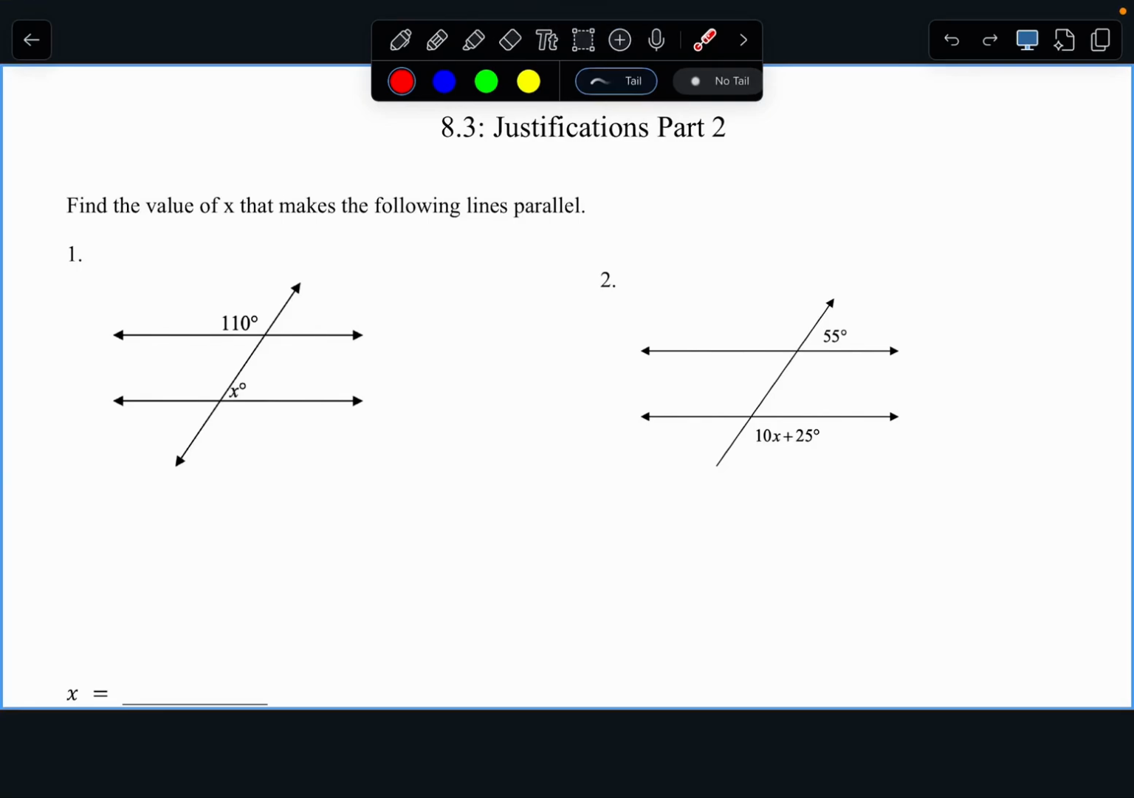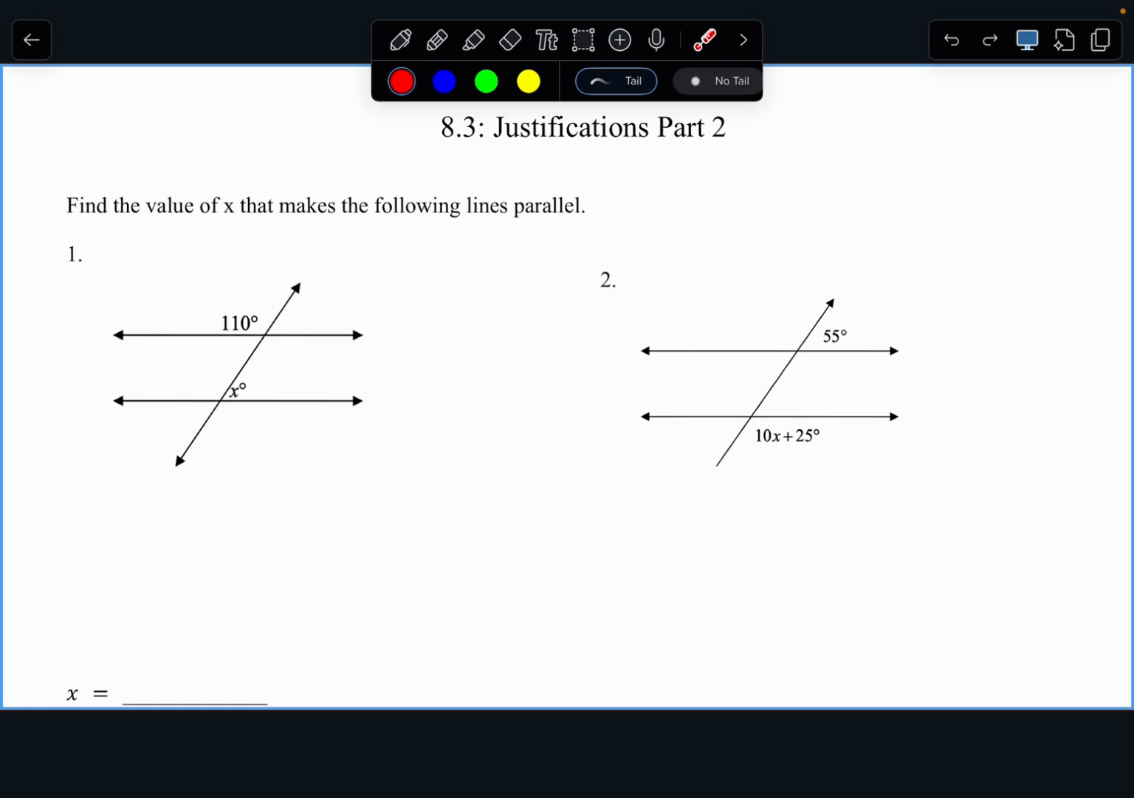So section 8.3, we're still working with justifications. We want to see first what relationship there is between the angles that are given. Is there any relationship between these, or do we have to do more work first? If we look, they're on opposite sides, but one is an exterior angle and one is an interior angle. So we're going to have to do a little bit more work to be able to solve.